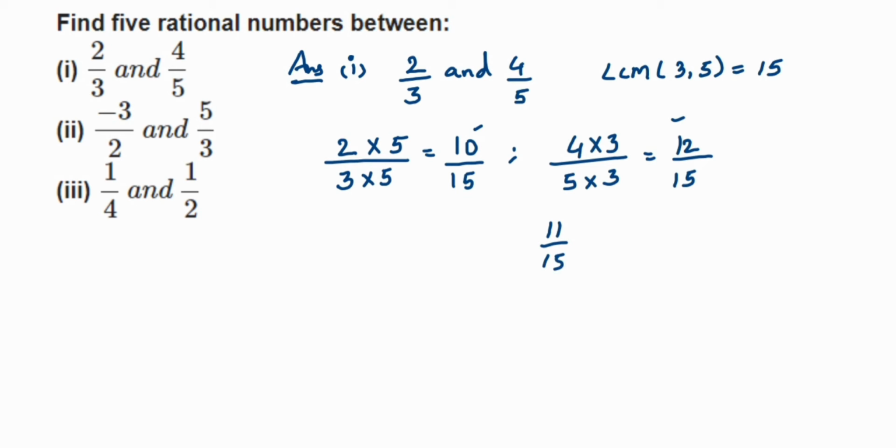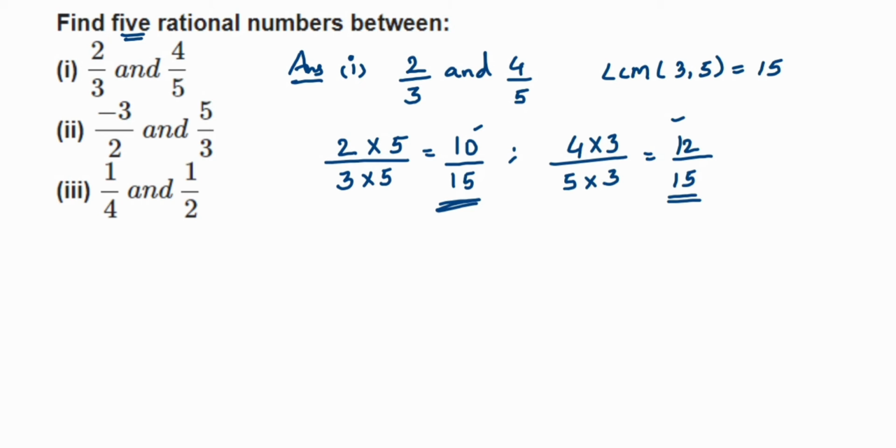But in the question, they're asking us to find 5 rational numbers, and we got only one rational number. So we have to find 4 more. In such a case, what we're going to do is find one more equivalent rational form of 10 upon 15 and 12 upon 15, so that the gap will be more and we can find many more rational numbers between them.